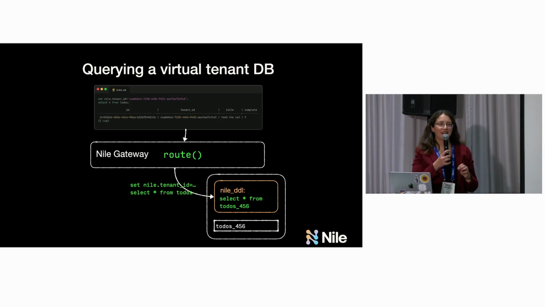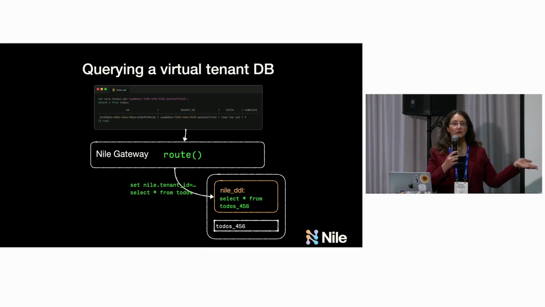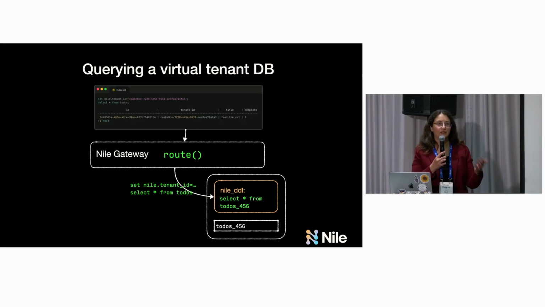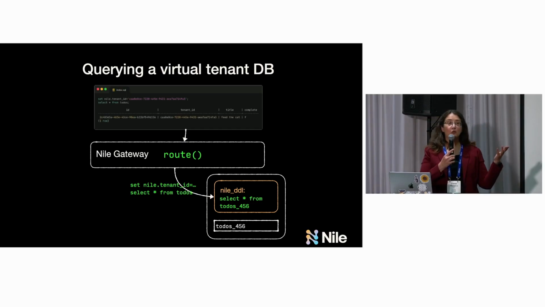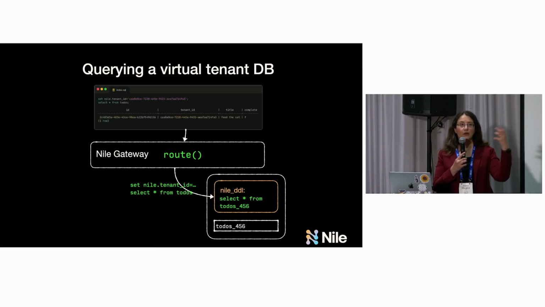We introduced a GUC config. You can do set nile.tenant_id, give it the tenant ID, and then run a query like select star from tenants. You don't need a workload. In fact, a workload may be a bit detrimental. We want it to run as if you're connected to a database that only ever contains this tenant.